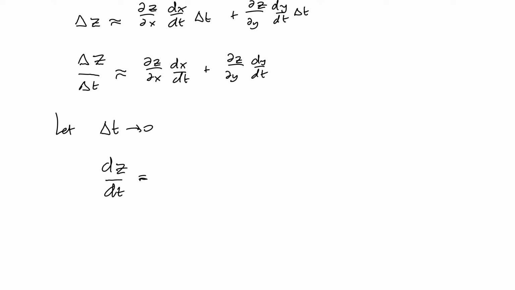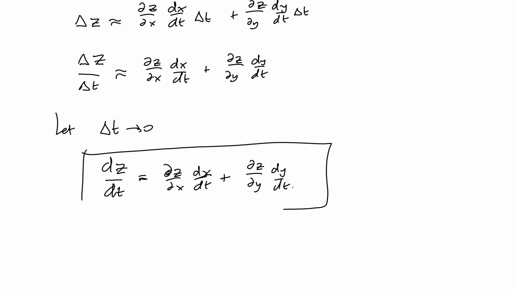And so now if we let delta t go to 0, the left-hand side here becomes dz/dt, and then we end up getting an equality here, and we get ∂z/∂x dx/dt plus ∂z/∂y dy/dt. And so this was our chain rule. In this case, we saw it in the flipped class video.